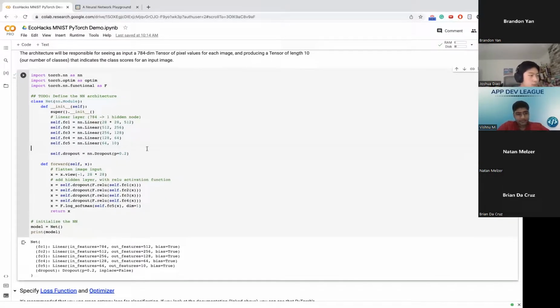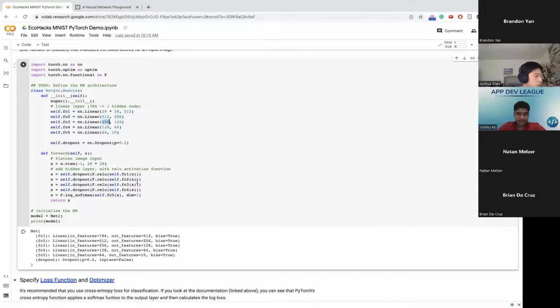So this part of the code initializes the neural network model using these linear nodes. This first part shows how many nodes it takes in as input, and the second one shows how many nodes it outputs to. So you can notice we're chaining these different linear layers in order to get some hidden layers and make more accurate predictions using the model.